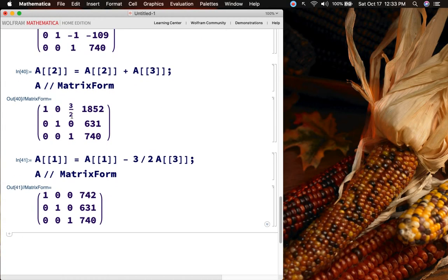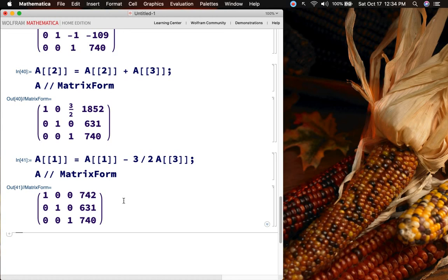Excuse me. So why did I choose this? Well, this looks great. This looks perfect. I'm taking every number in the first row and subtracting from it 3 halves times the corresponding number in the third row. And that's going to produce the new first row.